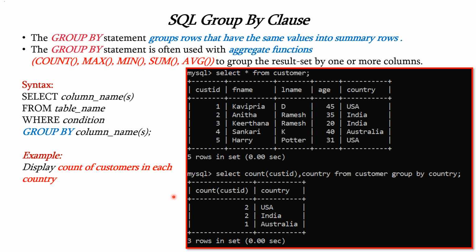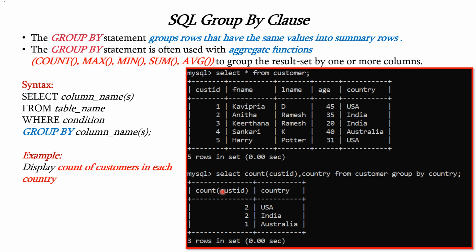Now let us see the example for the group by clause. We have a customer table here with 5 rows, and the columns are customer ID, first name, last name, age and country. Our question is: display the count of customers in each country. So we have to display the number of customers in each country. In total we have 3 distinct countries, that is USA, India and Australia.